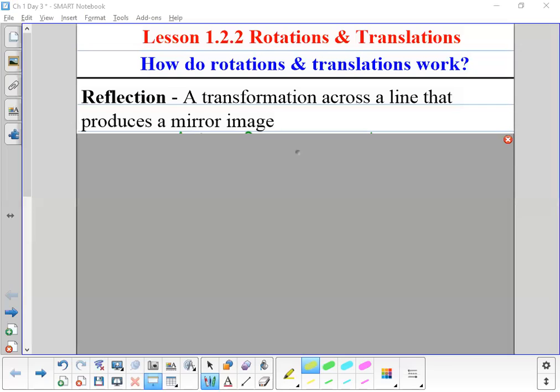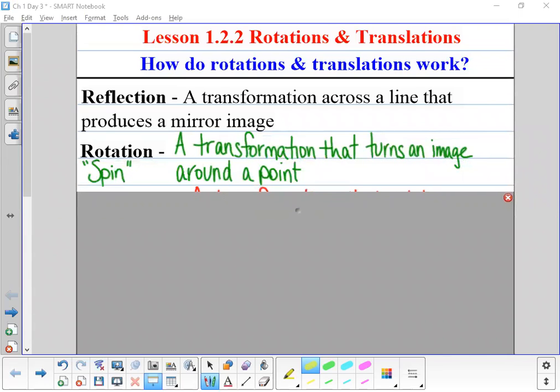All of these are transformations. A transformation is just anything that takes one shape and pulls it over to another one. So the next thing that we looked at today was a rotation, or another way to think of that is kind of a spin, like you're spinning your pre-image to get to your image. So a rotation is a transformation that turns an image around a point.